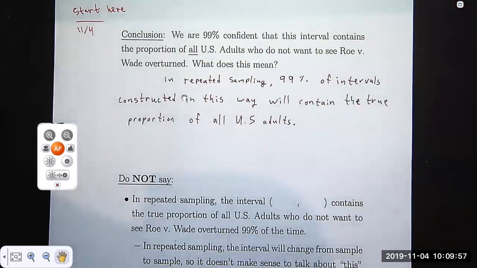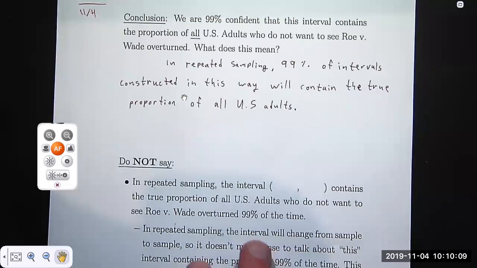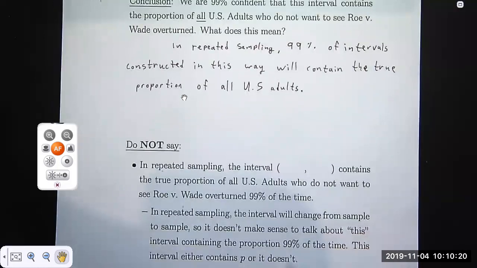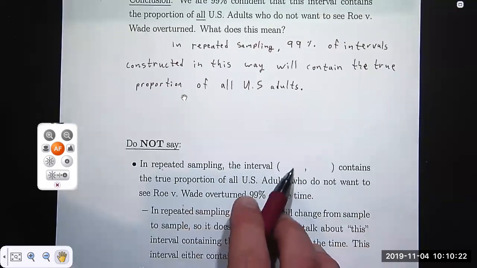All right, so this is on page 199. Let's do a little bit of a review here. Any questions on that for starters? All right, so we need to fill in these blanks.